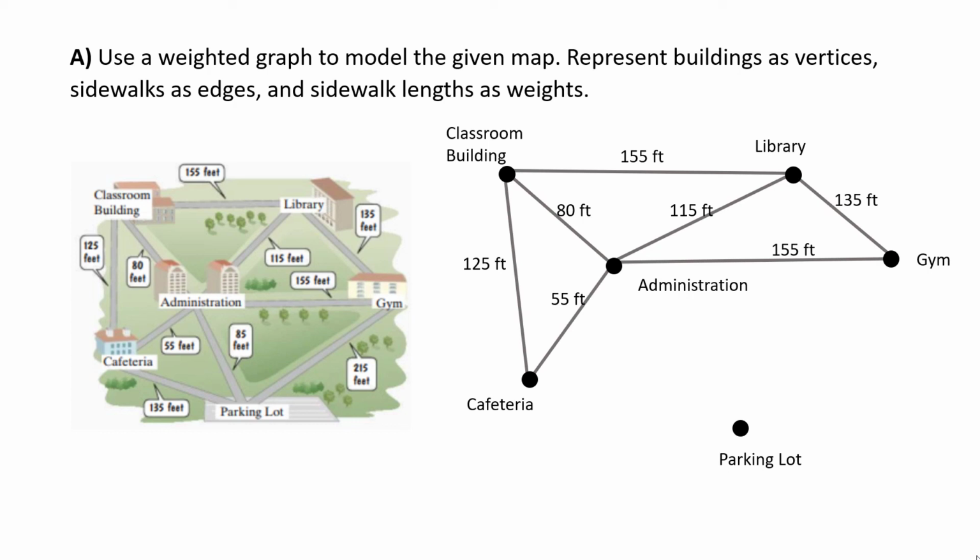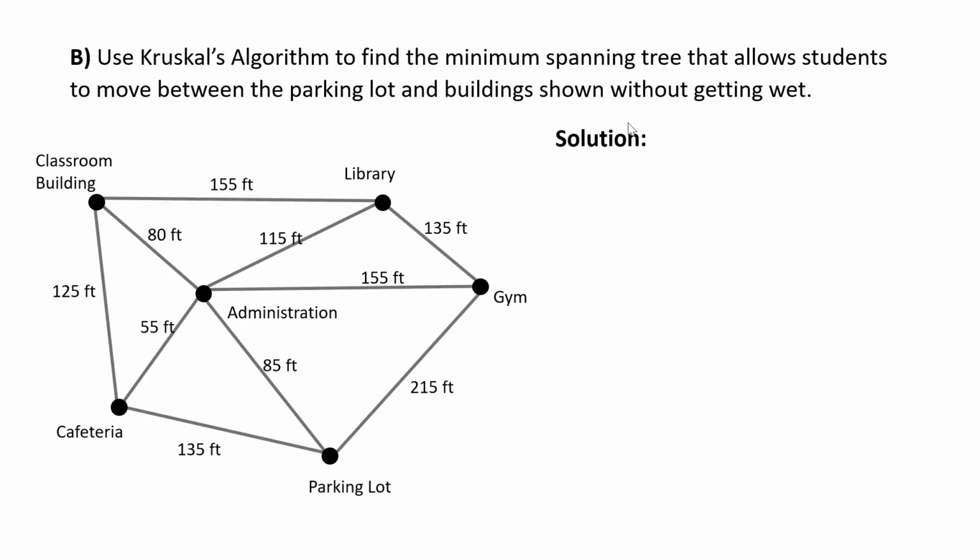From the parking lot to the administration building, that's 85 feet. Between the parking lot and the cafeteria, we have 135 feet. And the distance from the parking lot to the gym is 215 feet. Now we have a graph representing this map. Part B. Use Kruskal's algorithm to find the minimum spanning tree that allows students to move between the parking lot and buildings shown without getting wet.